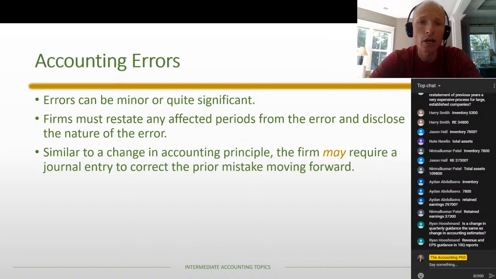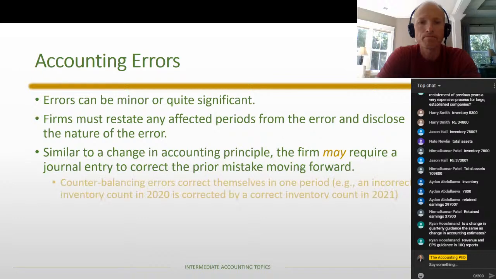So similar to a change in accounting principle, I want to be very clear, the firm may require a journal entry to correct the error. Some errors have been what are called counterbalanced, and some have not. We're going to get into the details of it. So you always have to think about, do I need to correct a permanent balance? And if the answer is yes, then you need to make a journal entry. And if the answer is no, then there's no need for a journal entry.